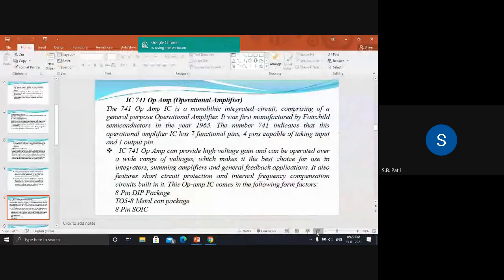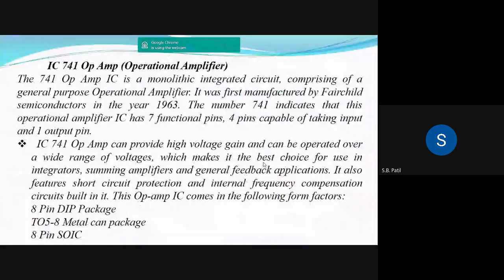So in this operational amplifier, the IC741 can be used as an operational amplifier. IC means integrated circuit. An integrated circuit is a microscopic array of an electronic circuit in which electronic components such as inductors, resistors, and capacitors are implanted on a semiconductor material such as silicon. This chip is called an integrated circuit, that means IC. So IC741 can be used as an operational amplifier.